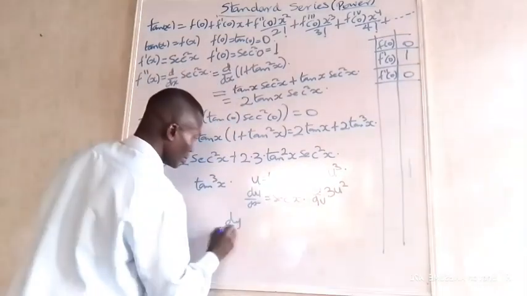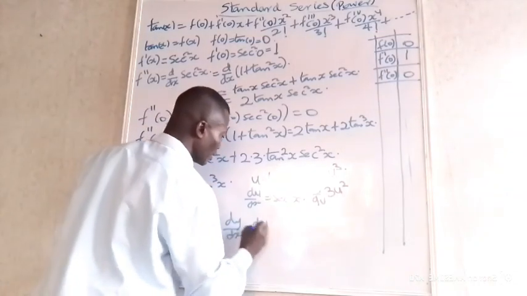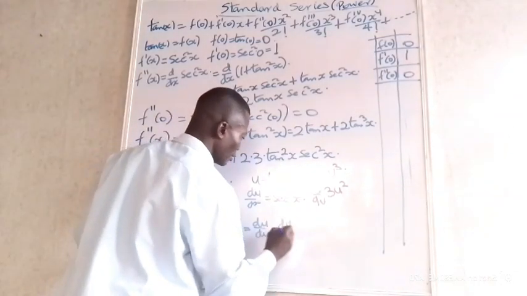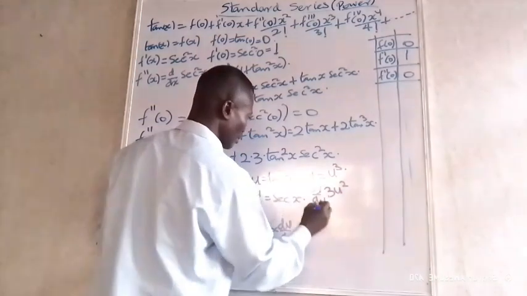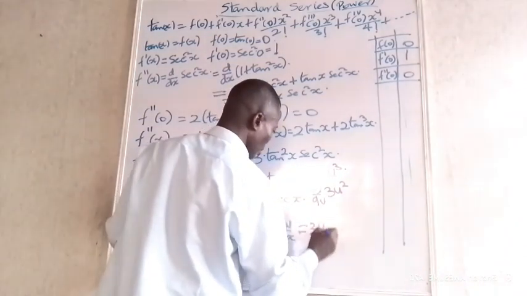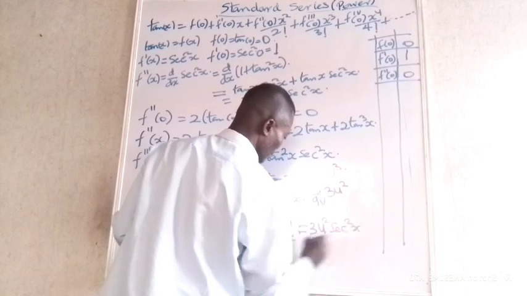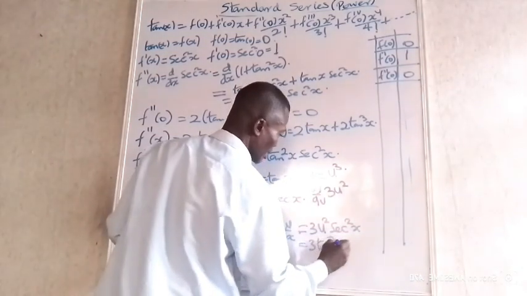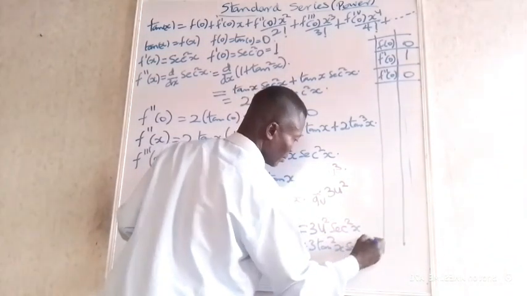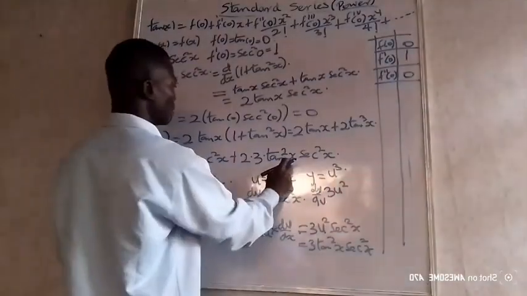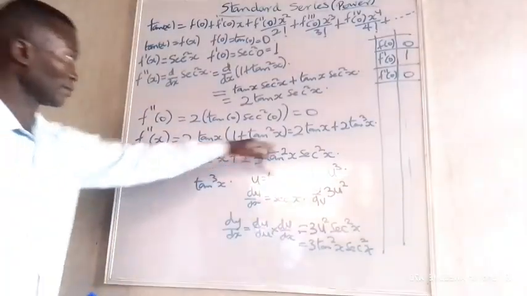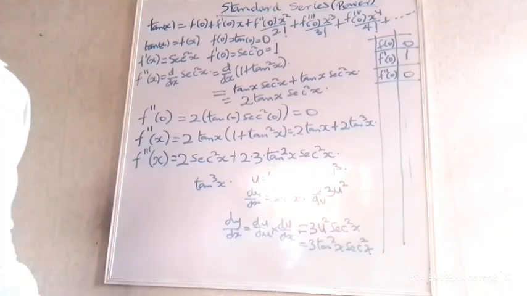So dy/dx will be dy/du times du/dx. So that is 3u squared sec squared x, which is 3 tan squared x sec squared x. So that's what I did there, multiply by the derivative of the inside. So that's what I got there.